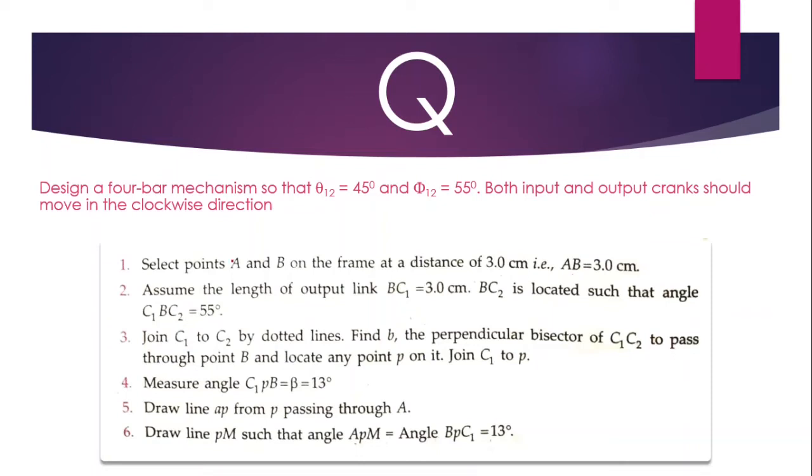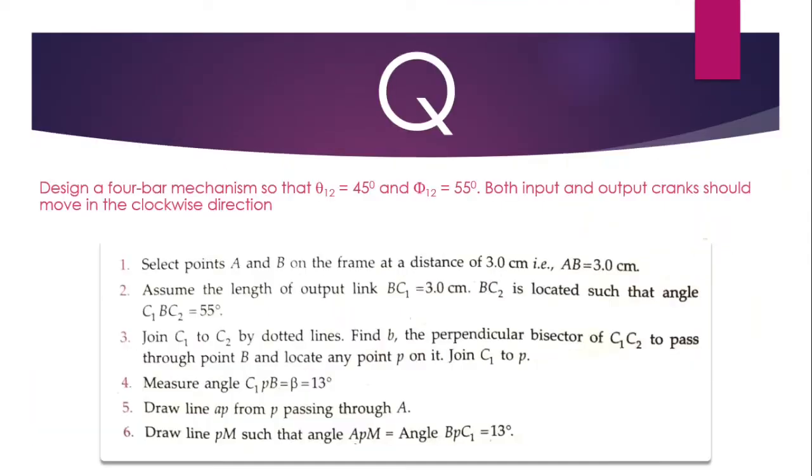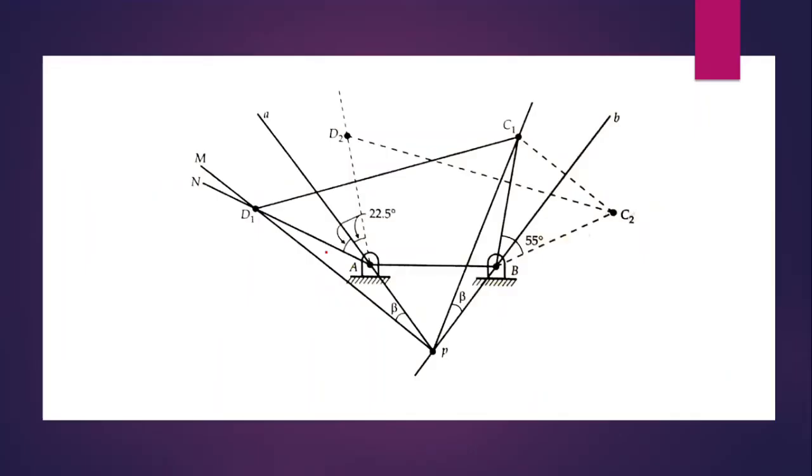These are the different steps to design the four-bar mechanism. And this is the final answer. Here, first step, select points A and B on the frame at a distance of 3 centimeter. That means AB is equal to 3 centimeter. Here the first link AB length is 3 centimeter, and we can easily draw that link AB.